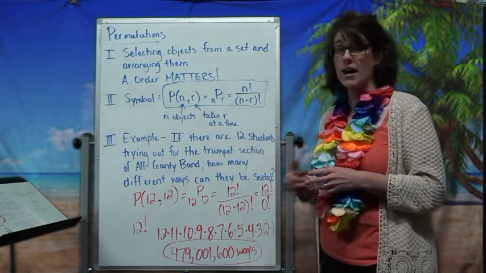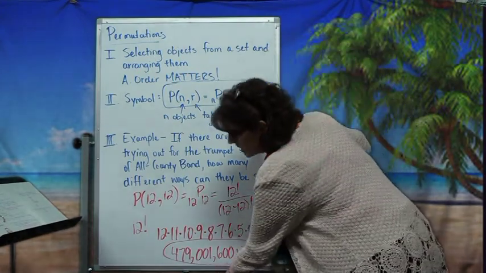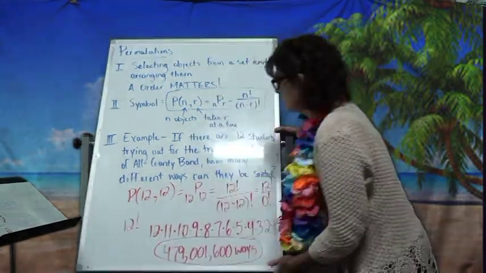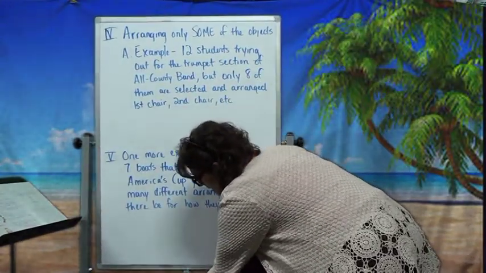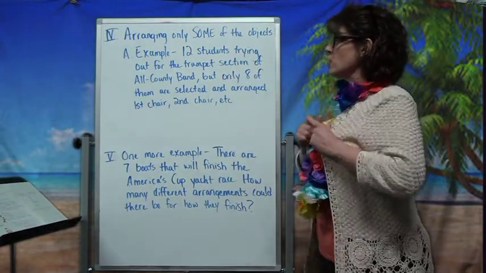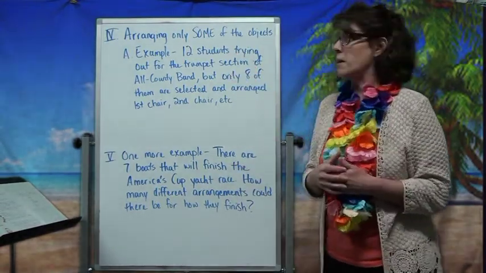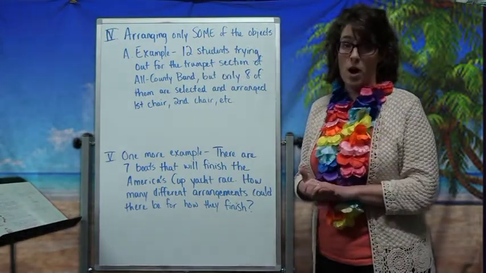I have a lot of options for arranging those students. Now, let's take a look at another example. In this next example, we're going to take those 12 students, but we're not going to take all 12 of them. So in this situation, I'm arranging only some of the objects.